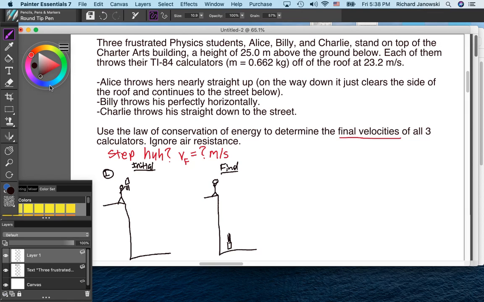Now we go on to step 2. Step 2 in an energy problem.